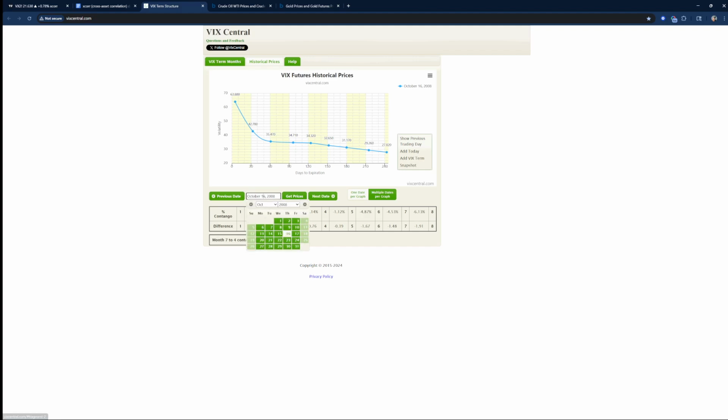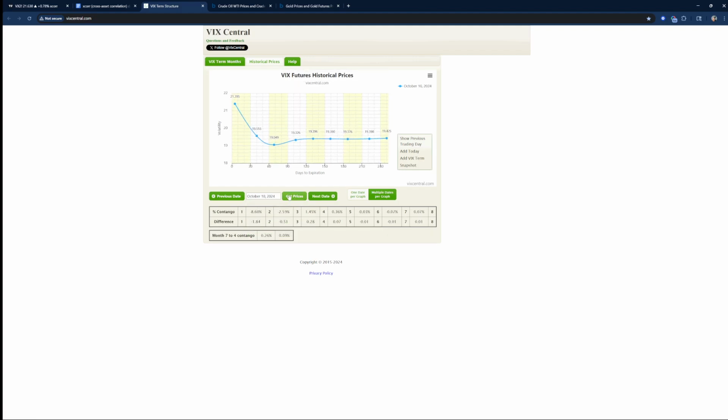Historical prices, we can look at last year going into the election. Okay, yeah, so this was last year. Let's say it's October 10th. In one month we have an election.